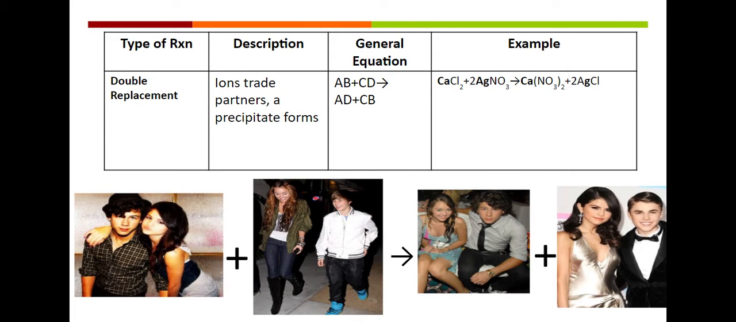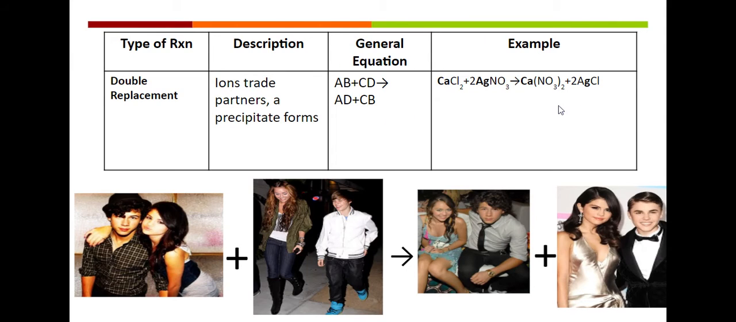Our next example is double replacement. What that means is that the ions in an element simply trade partners, and a precipitate, which is a solid that forms inside of a liquid, forms. Okay? So the general equation is element AB plus element CD becomes element AD plus element CB. I guess a better way of saying this would be compound AB plus compound CD. Same thing. Okay? Your real life example is calcium chloride plus silver nitrite becomes calcium nitrite plus silver chloride. Okay? It looks like this.